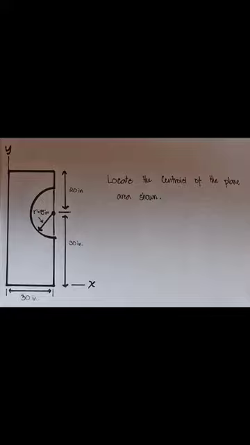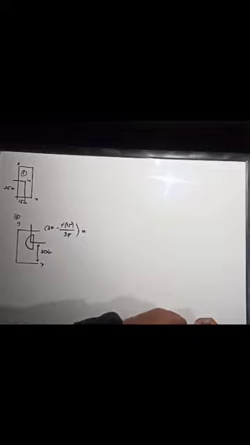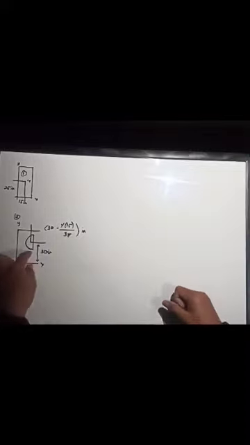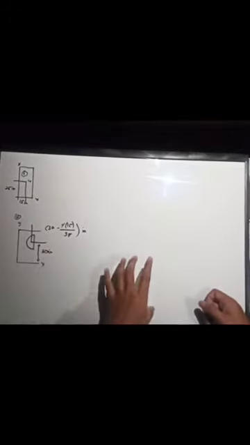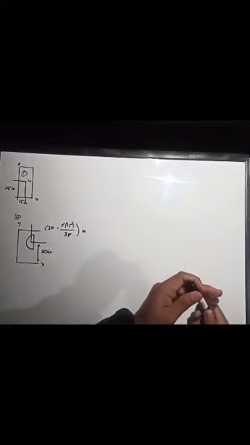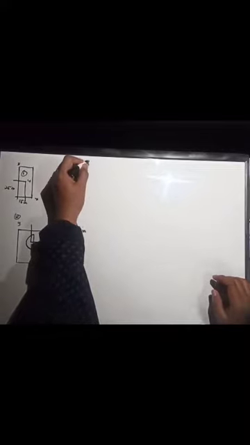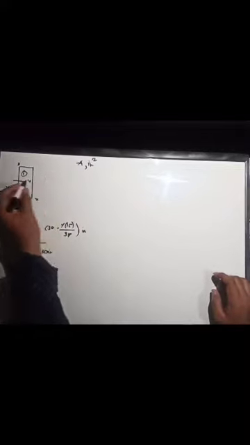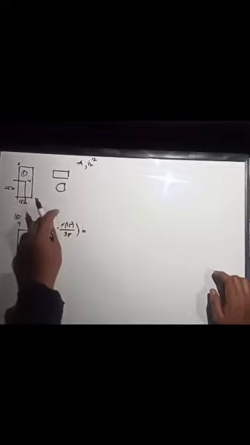For problem number 1, locate the centroid of the plane area shown. Dahil number 1 natin, ang problem ay mayroong dalawang shapes, rectangle and this half circle. Ang hinahanap natin ngayon ay ang x bar at saka y bar. Para madali natin mahanap, area of square, for rectangle, and this is for half circle.